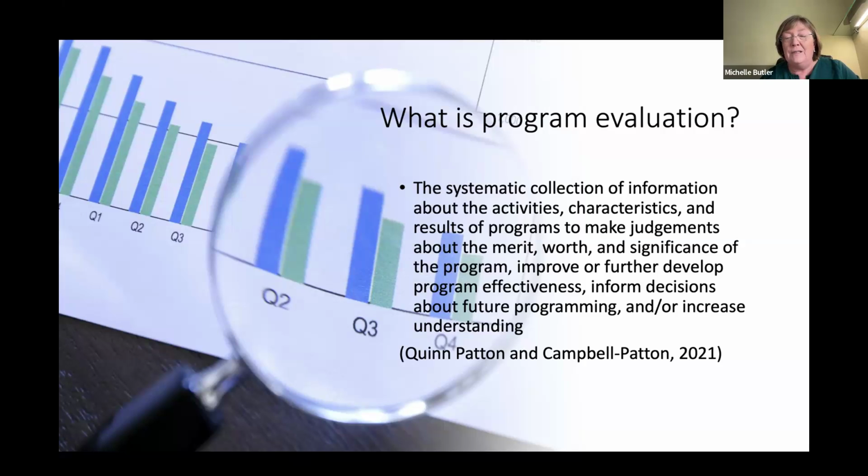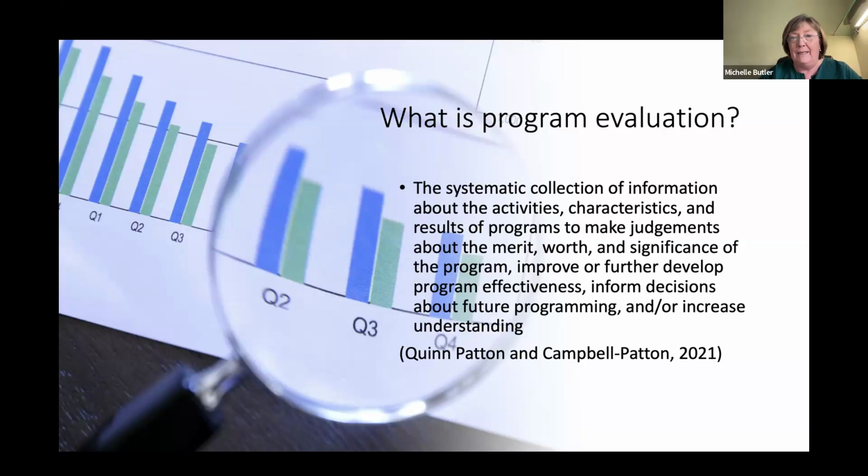Now, if you are interested in reading further, some very detailed texts are from Quinn Patton and Campbell Patton. They've been working on evaluation for the last 20 years or so, and they're really good in terms of further information on evaluation if you want some good texts. And they are particularly focused on utilization-focused evaluation.